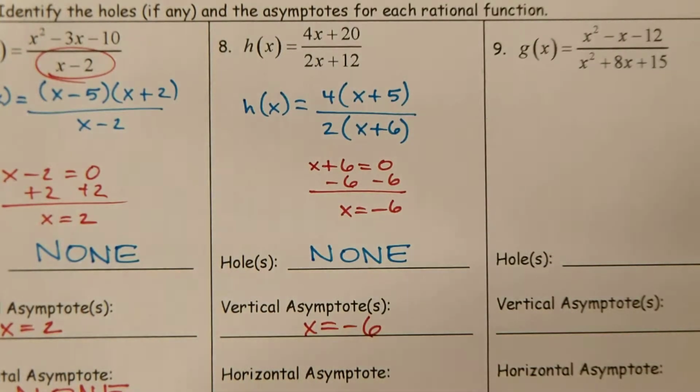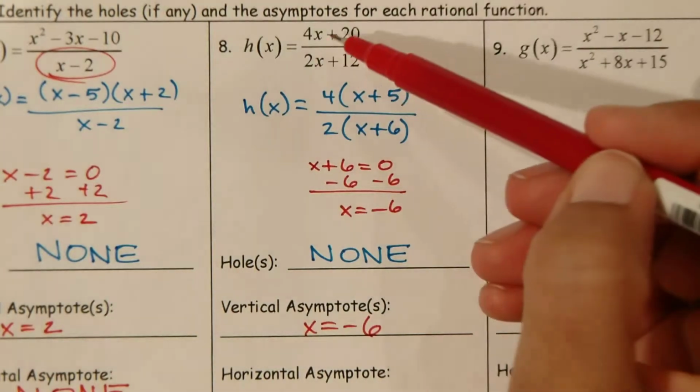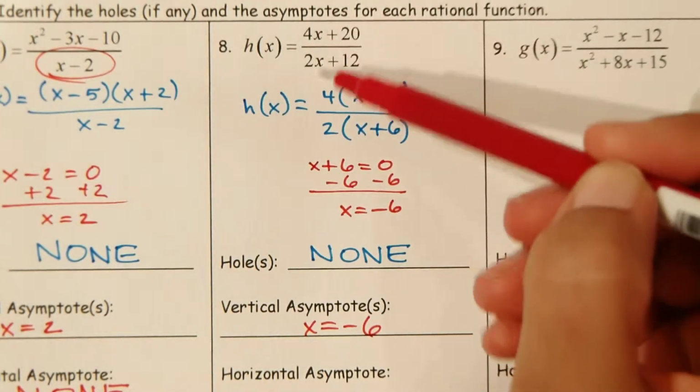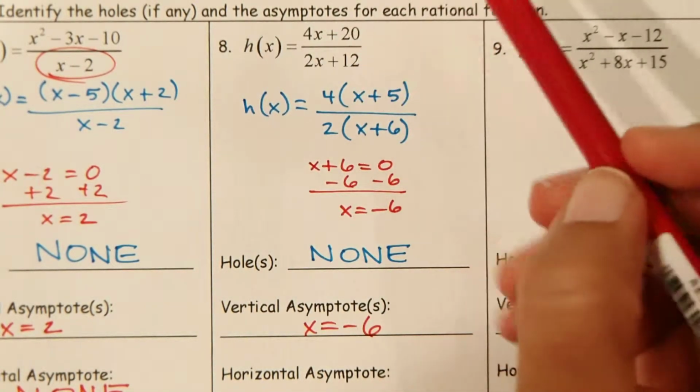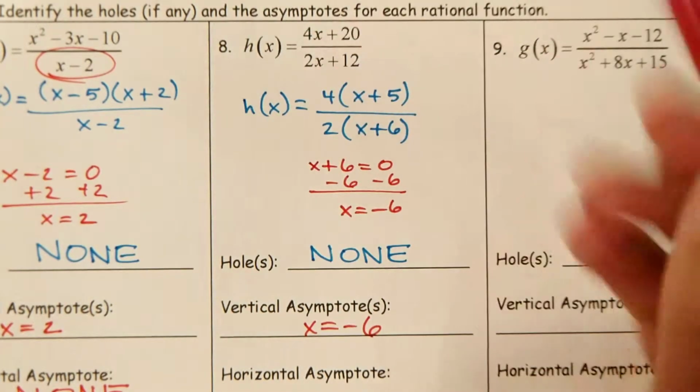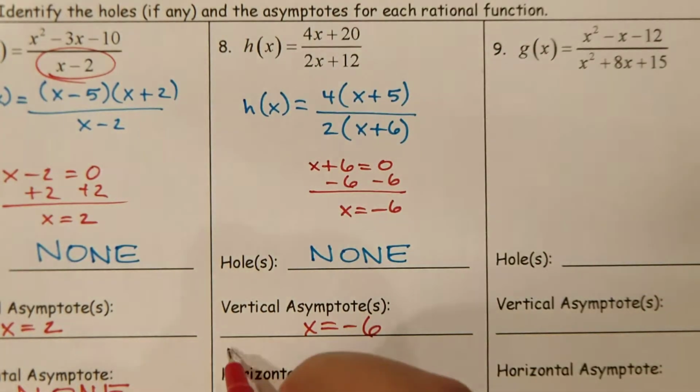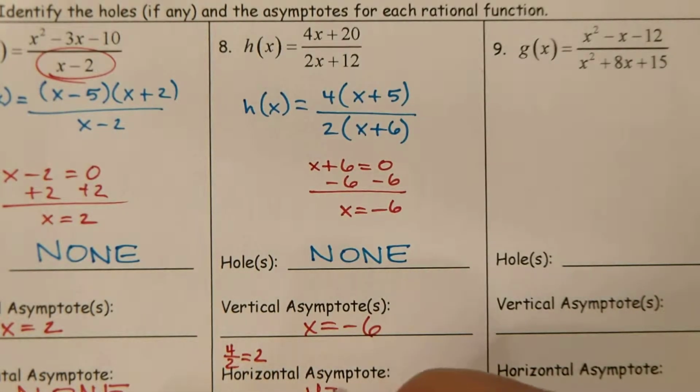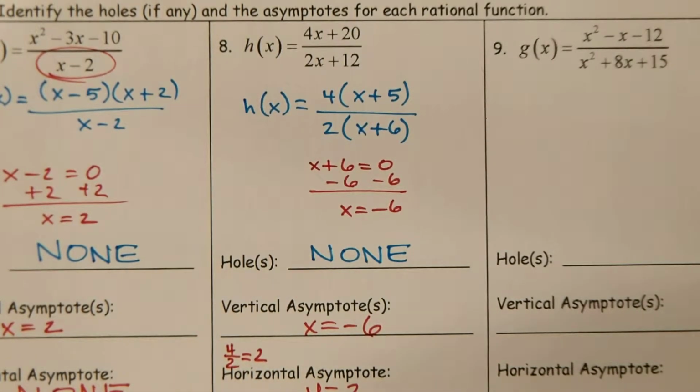And then finally, the horizontal asymptote, we look at the powers. So the powers here are the same. So then we look at the leading coefficients, which is going to be 4 over 2, which reduces to 2. So our horizontal asymptote is at y equals 2. All right, third example, number 9.